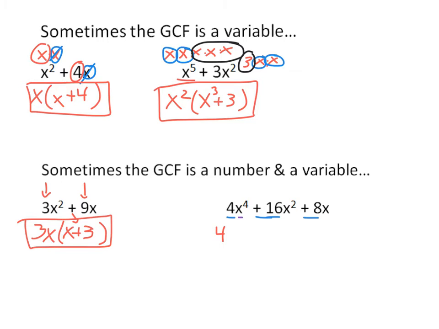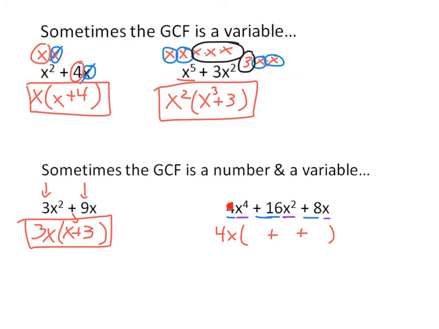Then I want to look at my variable terms. So I have x to the 4th, which is x times x times x times x. And I have x squared, which is x times x. And then I have an x, which is just x. Now what could I factor out of every single one of those terms? Well, I can factor out an x. If I start with 3 terms, I end with 3 terms. Again, I'm just bringing these pluses down to my answer.